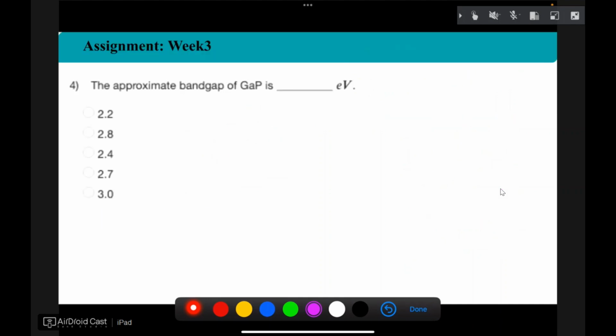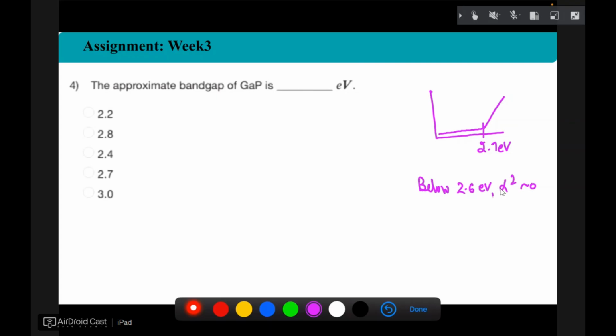Next question: the approximate band gap of gallium phosphide. Here it was about 2.7 electron volts. Below 2.6 electron volts alpha square was 0, and after that it starts increasing. So the right answer is that the approximate band gap of gallium phosphide is 2.7 electron volts.